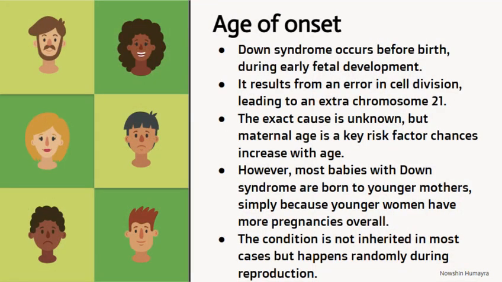Age of onset. Down syndrome occurs before birth, during early fetal development. It results from an error in cell division leading to an extra chromosome 21. The exact cause is unknown, but maternal age is a key risk factor. The chance increases with age. However, most babies with Down syndrome are born to younger mothers simply because younger mothers have more pregnancies overall. The condition is not inherited in most cases but happens randomly during reproduction.